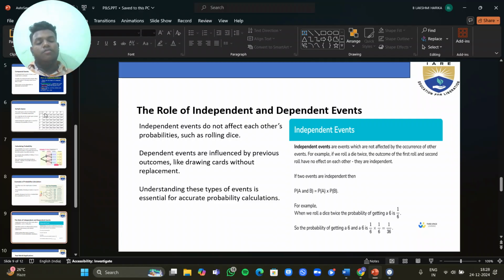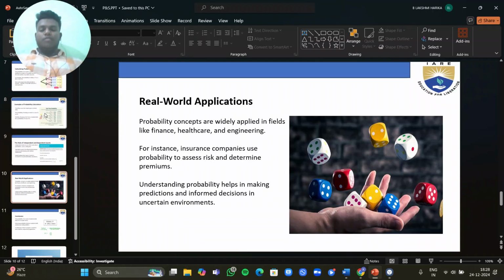P of B. For example, when we roll a dice, the probability of getting a 6 is 1 by 6. The probability of getting a 6 twice is 1 by 6 into 1 by 6, equal to 1 by 36.